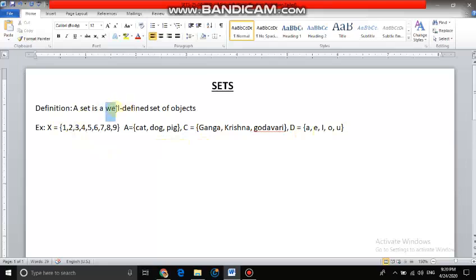But we use the one word, well-defined. What do you mean by well-defined? If I go for the X set, I can say these are all natural numbers from 1 to 9. And if I go here, I say these are animal names. If I go to the third set, I can say these are river names. So by looking at the elements, cat is an element of set A, dog is an element of set A, and 6 is an element of set X, and so on. By looking at the elements, I can define what they actually are.